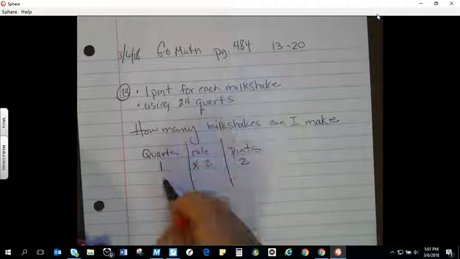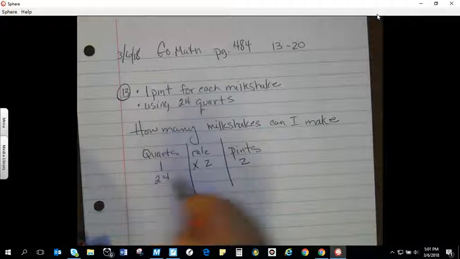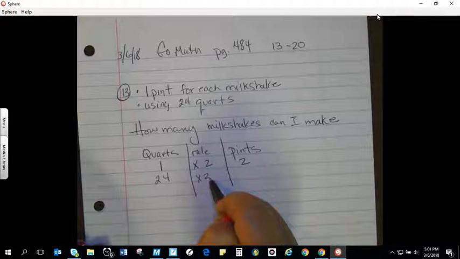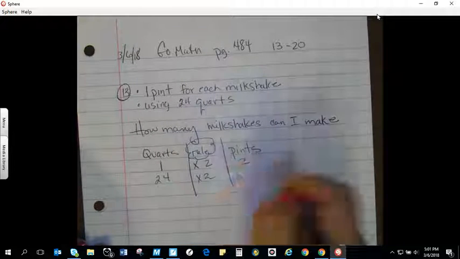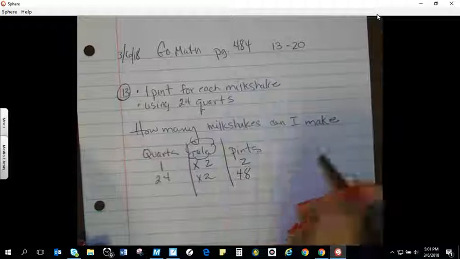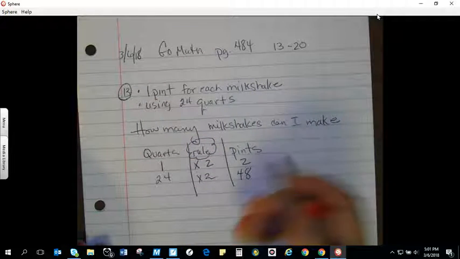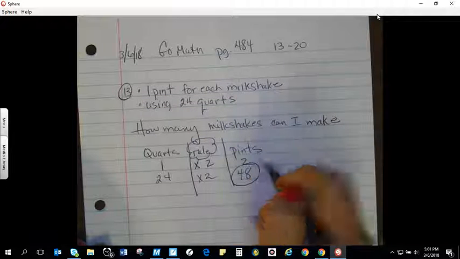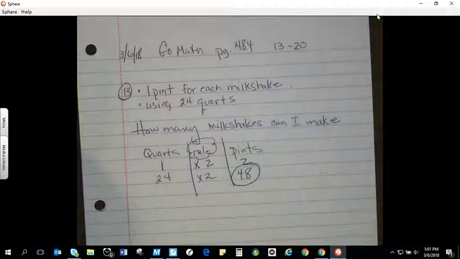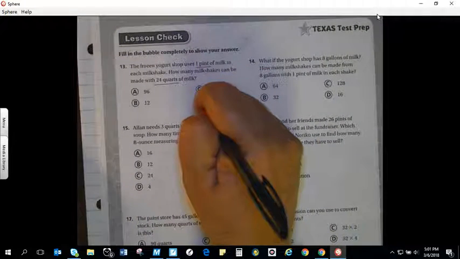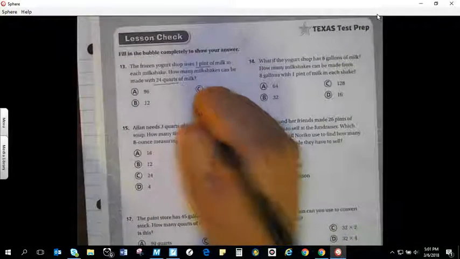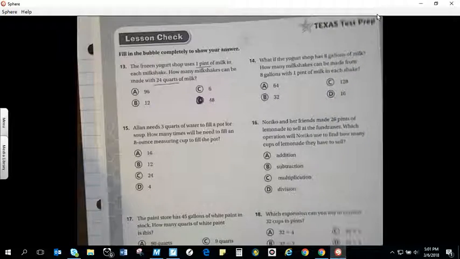So now I am starting off with 24 quarts. My rule is times 2, and that will equal 48 pints. So if it's going to be 1 pint for each milkshake, I'm going to end up making 48 milkshakes. And so then my answer over here is D. Make sure that you pause this if you have any questions.